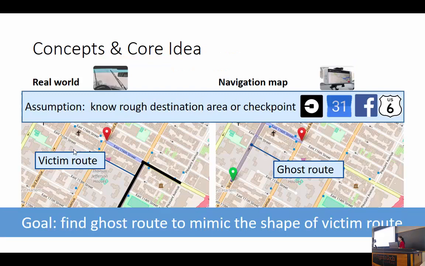One of the assumptions of our attack here is that for the attacker to find the ghost route that matches the victim route, the attacker has to have some prior knowledge, and that prior knowledge is that the attacker has to know the rough destination area of the victim. So essentially where the driver wants to drive to. He has to have a rough idea of that.